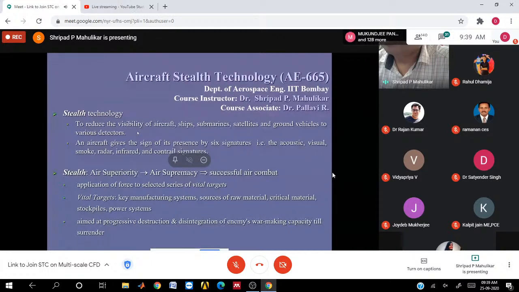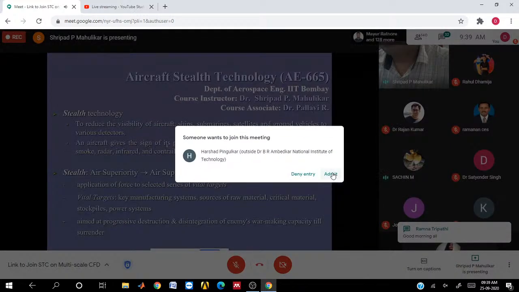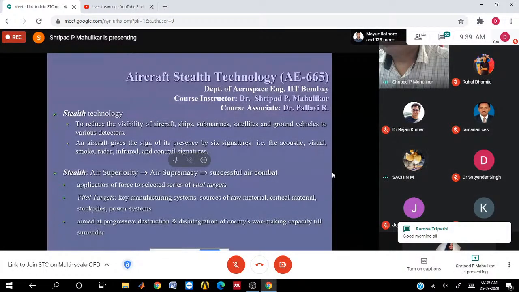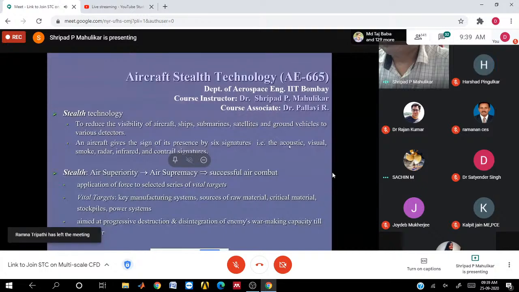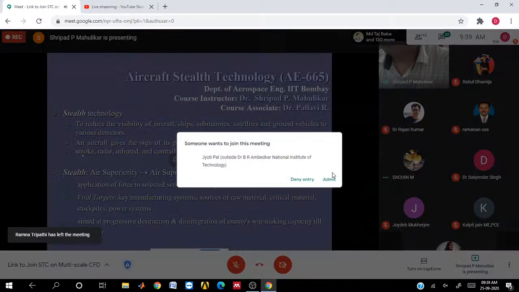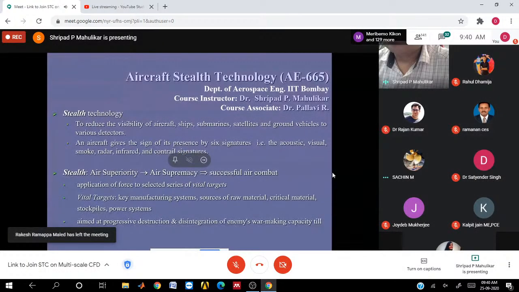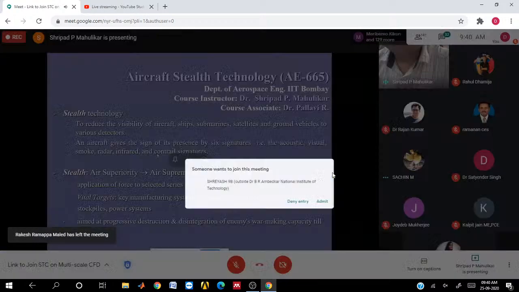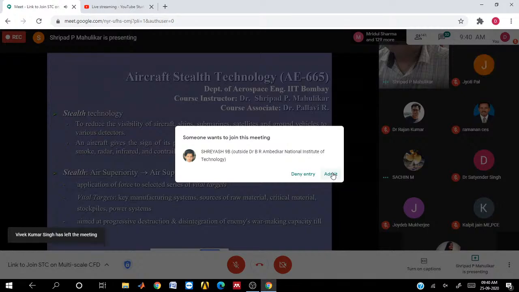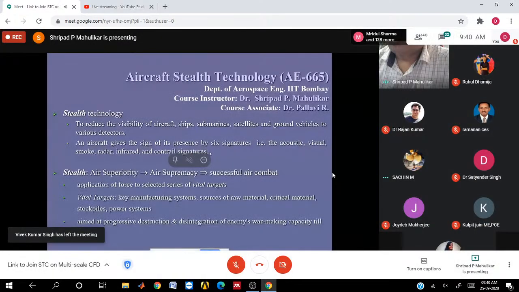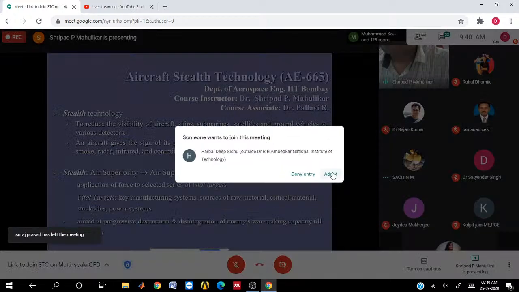Since I'm in the aerospace department, my focus will be on aircraft stealth technology, and an aircraft gives indication of its presence by some of these signatures, like, for example, the acoustic, visual. Smoke is part of visual. And smoke can also give rise to infrared, radar, and the contrail. Contrail is actually the wake which the aircraft leaves. So this is just a brief introduction to stealth technology.